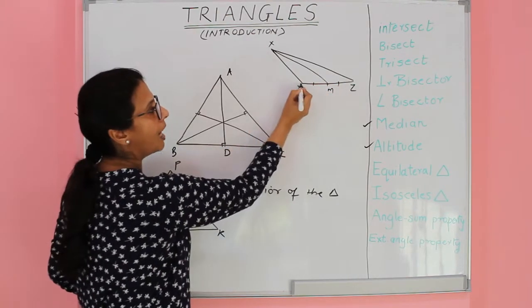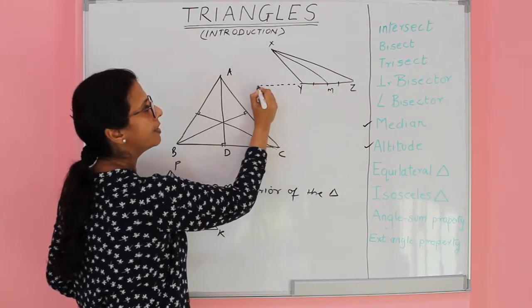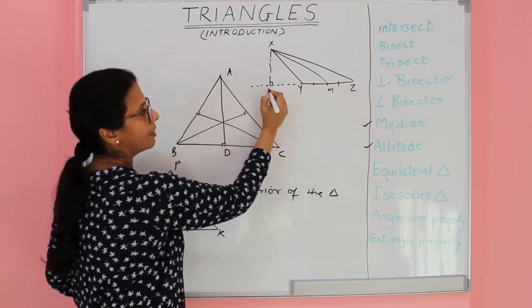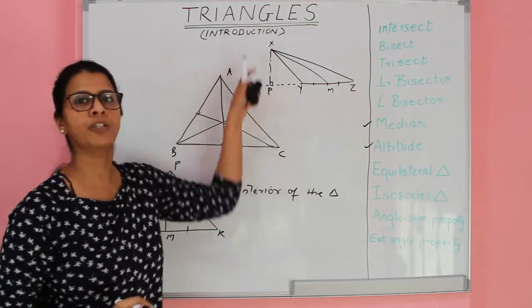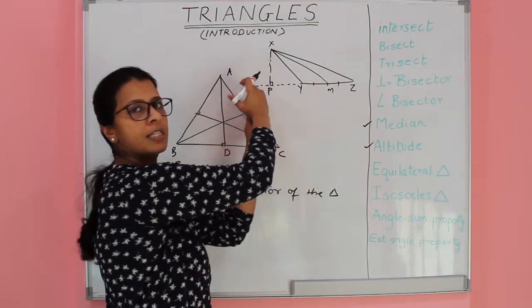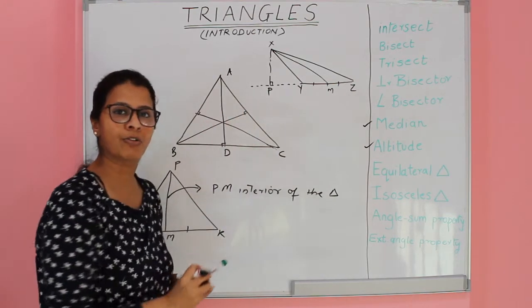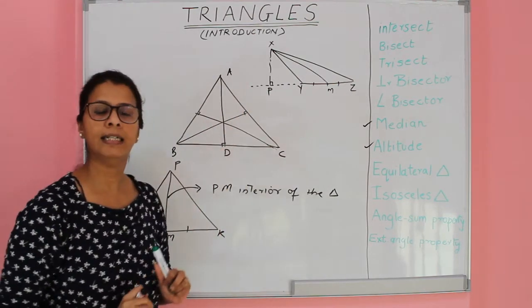And what about the altitude? I am going to extend it over here, and I am going to draw a line, suppose this is P. So XP is going to be my altitude, which is outside or exterior. So it can be interior also, it can be exterior also, the altitudes. But medians are always in the interior.